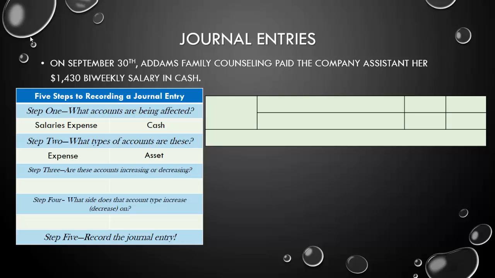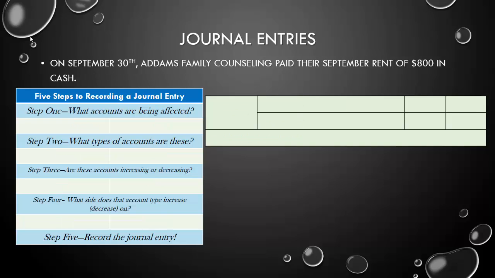Expense for salaries, expense. Asset for cash. Are they increasing or decreasing? Well, the amount of salaries we pay during the period is going up, and the amount of cash we have is going to be going down. Expenses increase with a debit. Assets decrease with a credit. So on September 30th, we're going to debit salaries expense for $1,430. We're going to credit cash for $1,430 because we paid employee salaries.